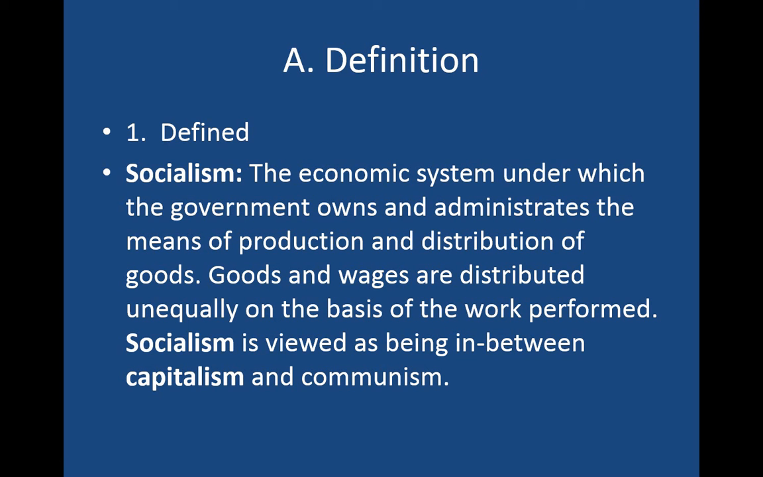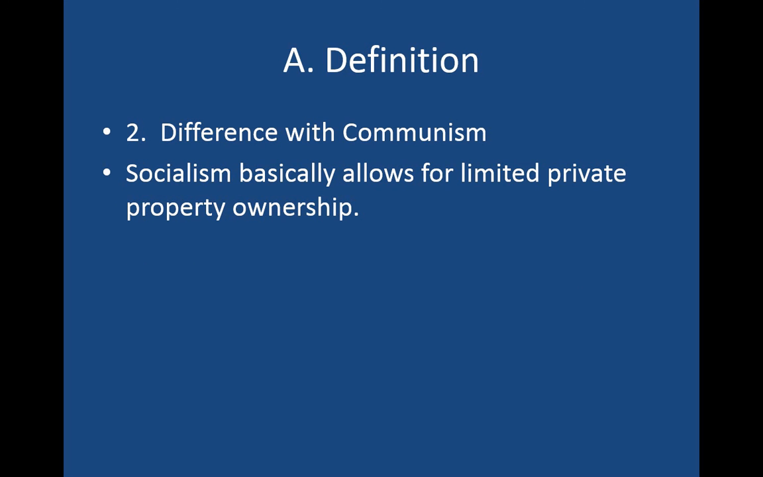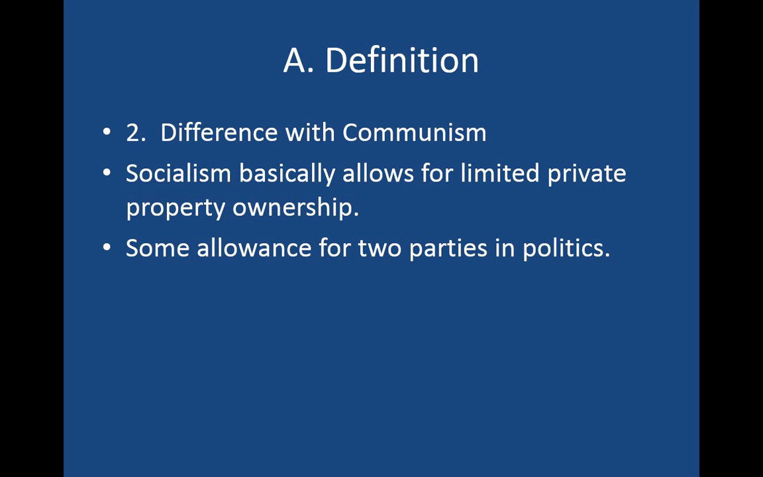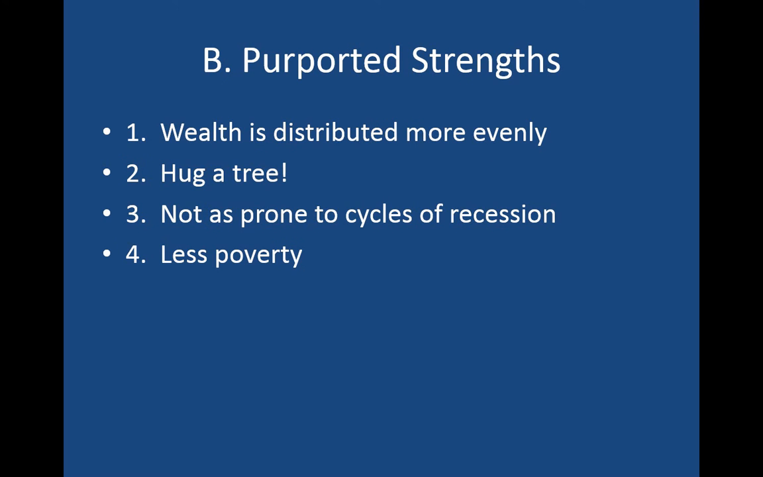Typically in a socialist country, for example, the government won't own all the businesses, but they may own the major ones. For example, oil production, or maybe if it's a particular country, wheat production is owned by the government. Things like that. So differences with communism: it basically allows for limited private property ownership. There is some allowance for two parties in politics, and you never get two parties in a Marxist state.